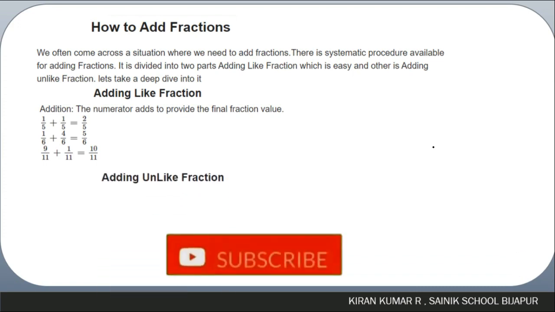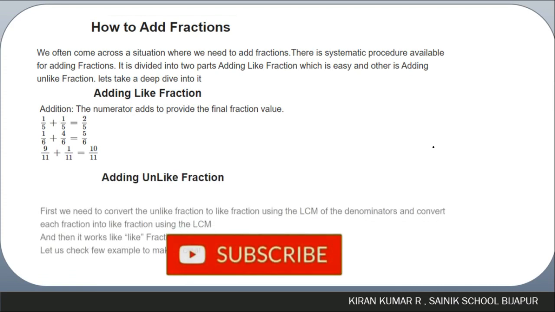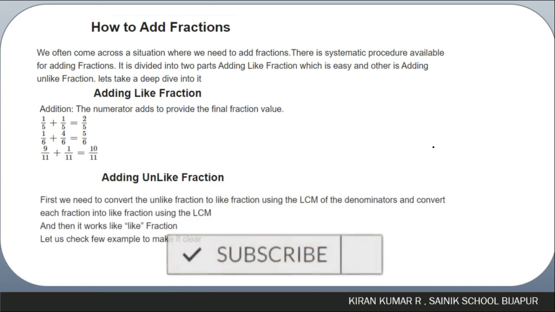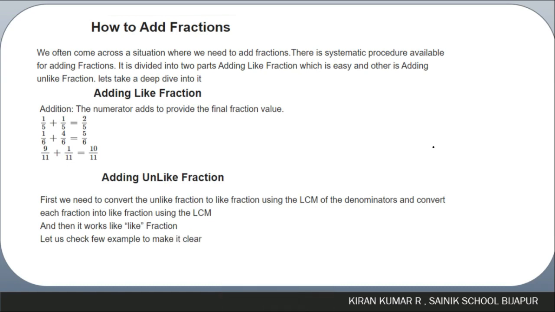Adding unlike fractions is a little different. First, we need to convert unlike fractions into like fractions by using the LCM of the denominators and convert each one of them using the same LCM. And then we add like fractions.